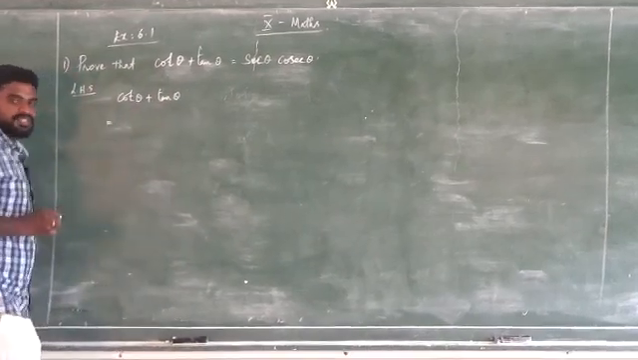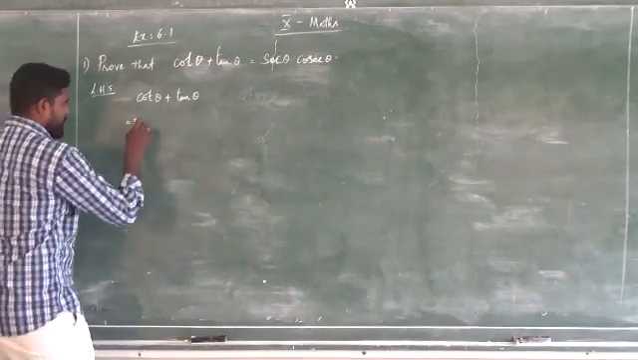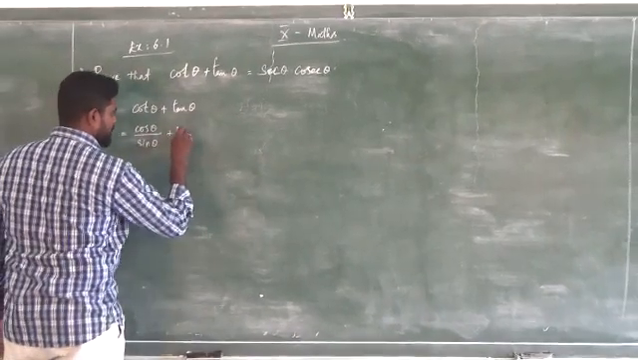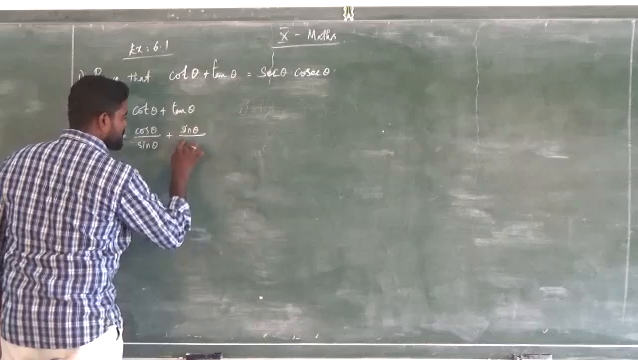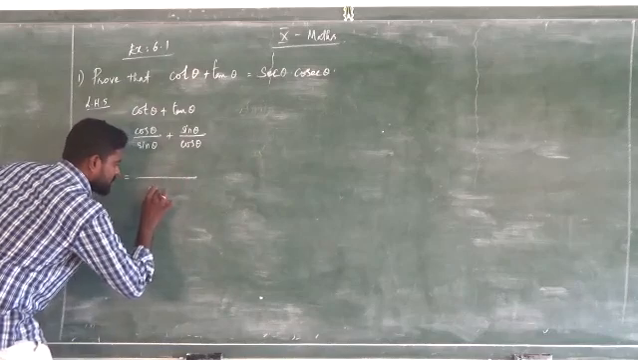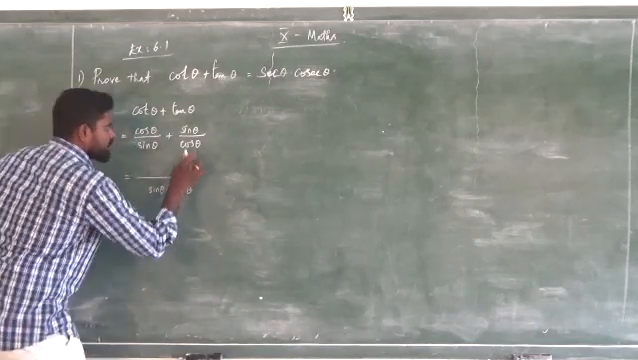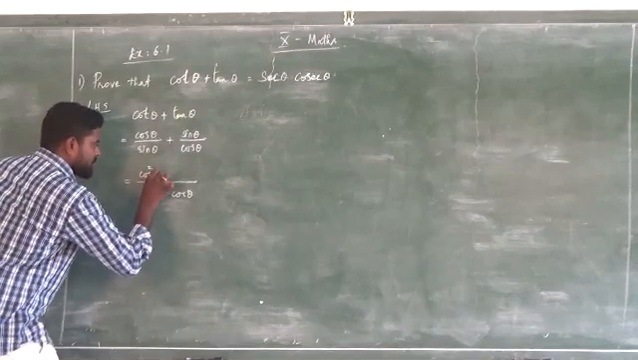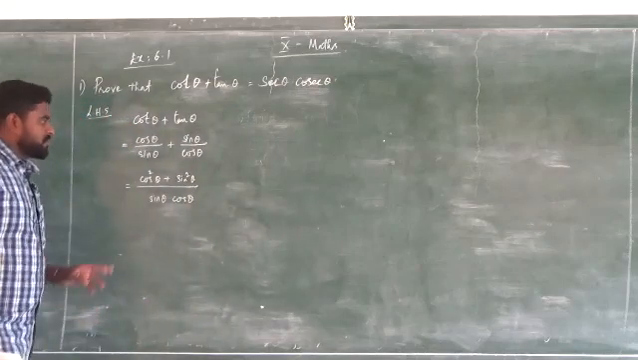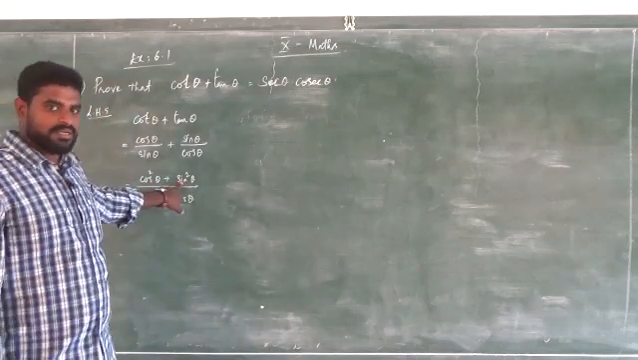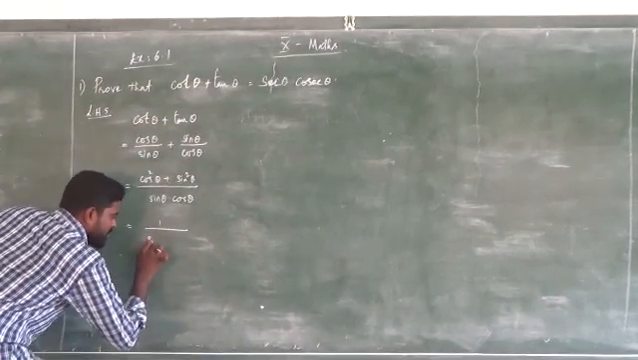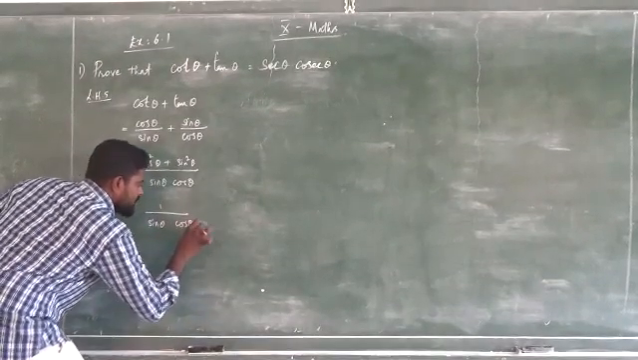Write all the ratios in terms of sin theta and cos theta. So cot theta can be written as cos theta by sin theta, plus tan theta can be written as sin theta by cos theta. So take LCM. LCM is sin theta into cos theta. Cross multiply: cos into cos, cos square theta, plus sin into sin, sin square theta. We know very well cos square theta plus sin square theta is equal to 1. It is an identity, the first identity. So sin square theta plus cos square theta is equal to 1 by sin theta into cos theta.